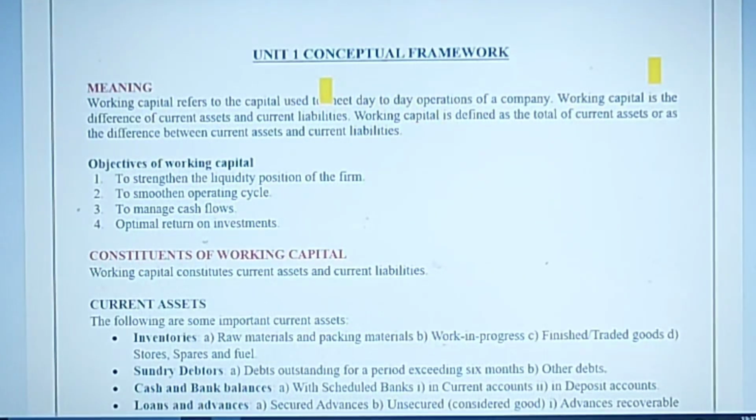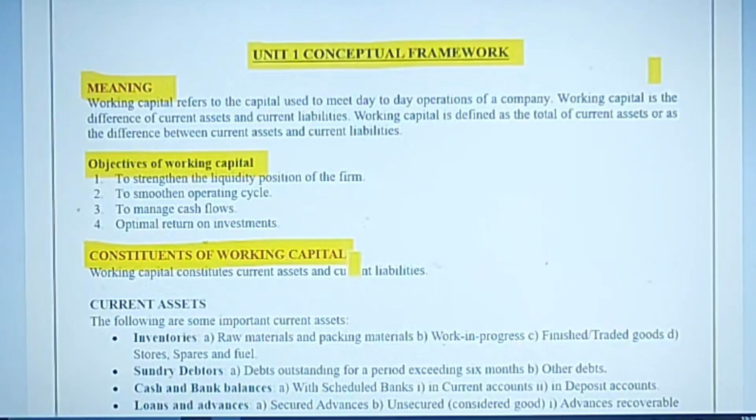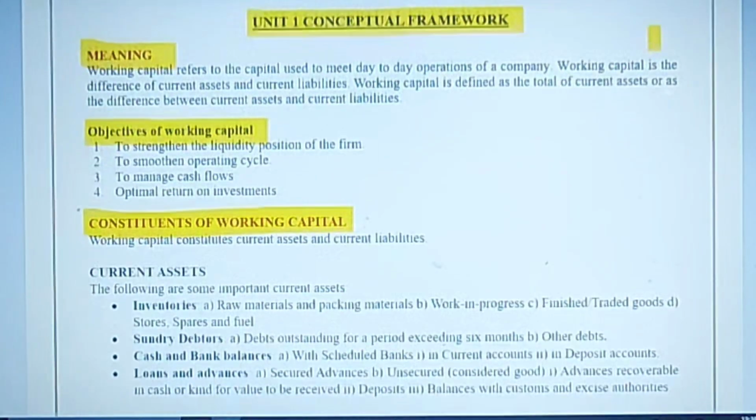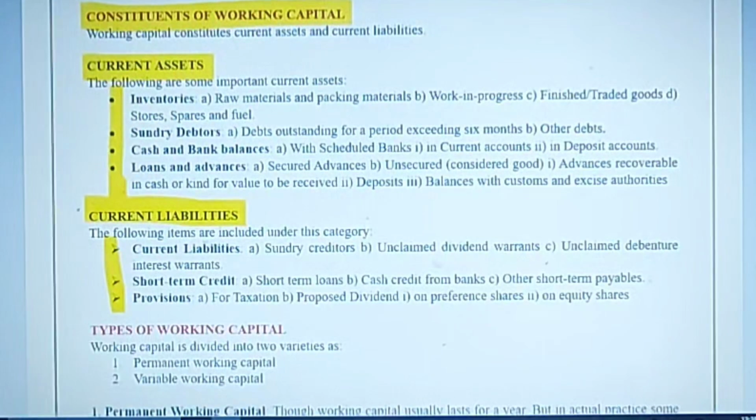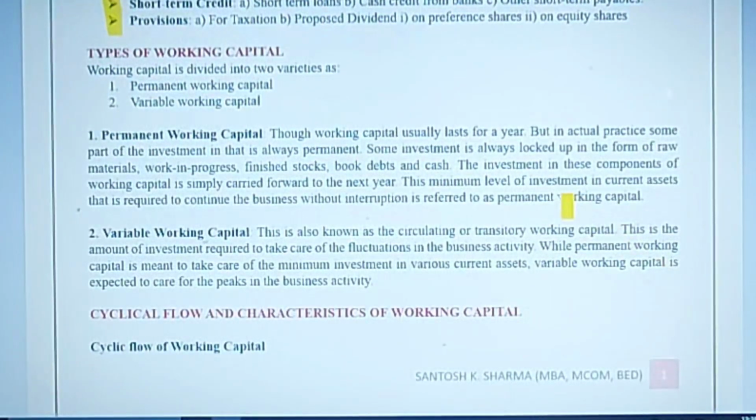So the first unit is conceptual framework, and from here the student should revise the meaning of working capital, the important objectives of working capital, and the main constituents of working capital. Basically, all current assets and current liabilities are included in working capital, which you must specify in your answer. So these are all current assets and these are all current liabilities which you must revise for the exam.